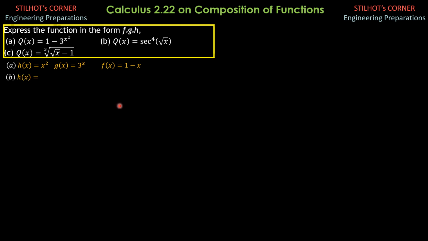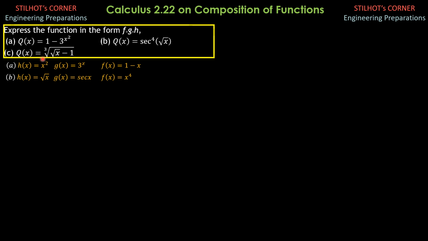Part B, h of x should be square root of x. Then g of x should be secant of x, so that g of h of x is secant of square root of x. Then finally, f of x should be x to the fourth. So that should be f of x.